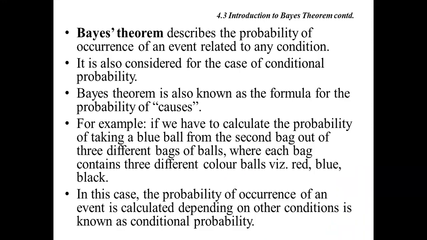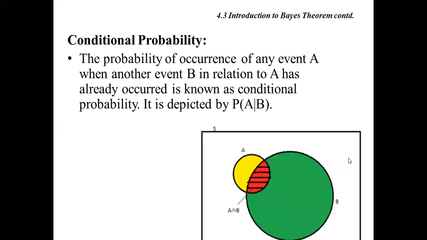Bayes' theorem describes the probability of occurrence of an event related to any condition. If you are not clear about Bayes' theorem from the previous chapter, you can ask questions now. I am still explaining this because, although we have already covered it, I have changed the language. It is also considered a case of conditional probability. Bayes' theorem is one of the cases of conditional probability. Here, Bayes' theorem is also known as the formula for the probability of causes. Causes means how B affects the occurrence of A.